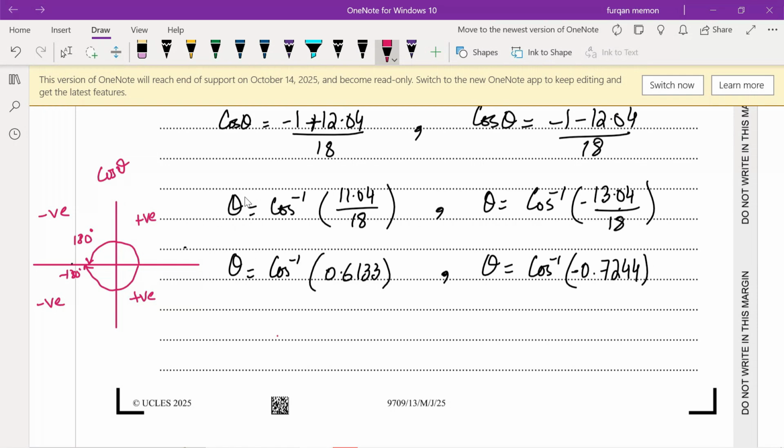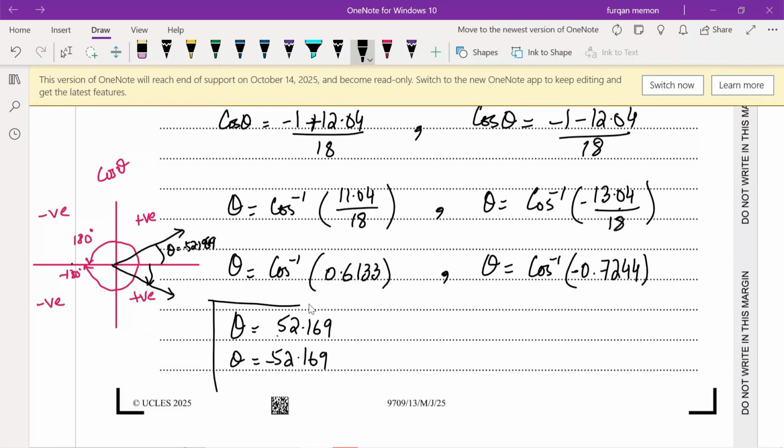0.6133. So when we find it using a calculator, we find theta equals 52.196. Okay, so this angle will lie here, which is 52.196 degrees. And the same value 0.613 can be achieved here. So cos theta follows the symmetry, so negative 52.196 will also have this value, which is 0.613. So we will consider both angles.